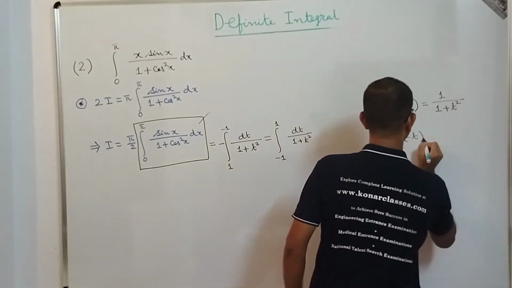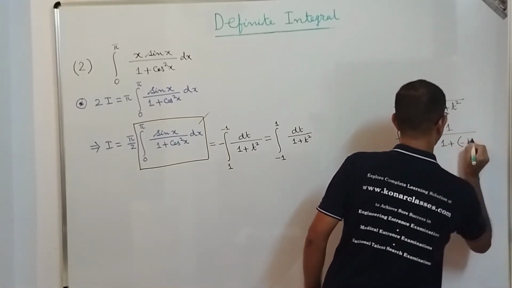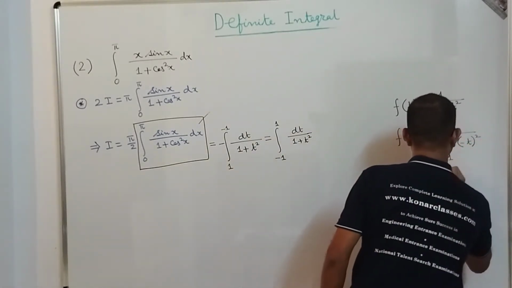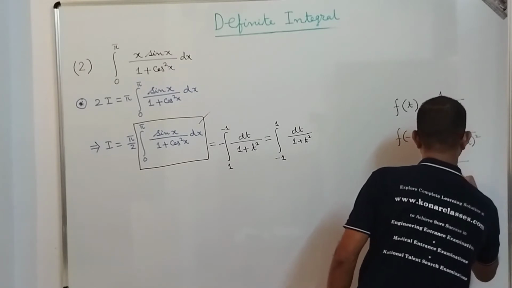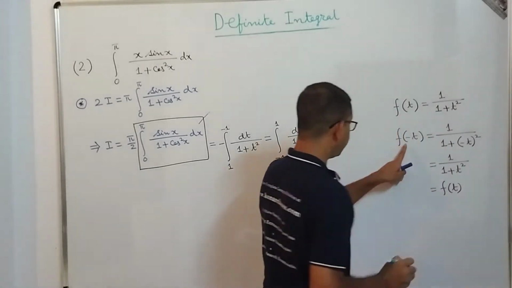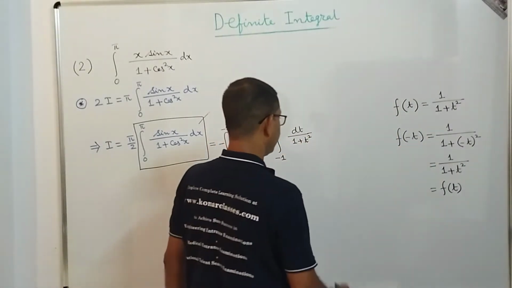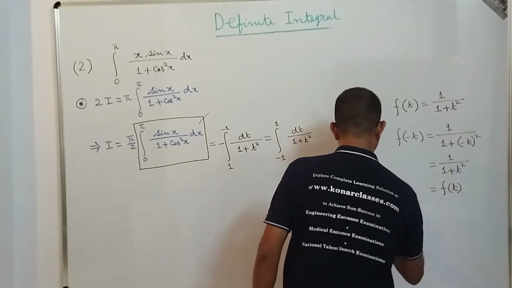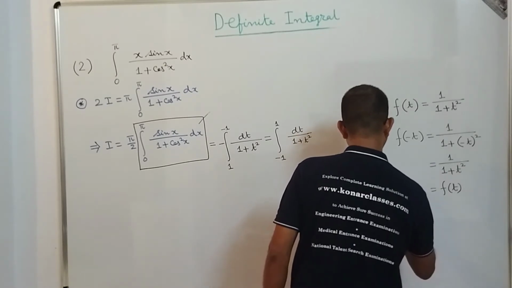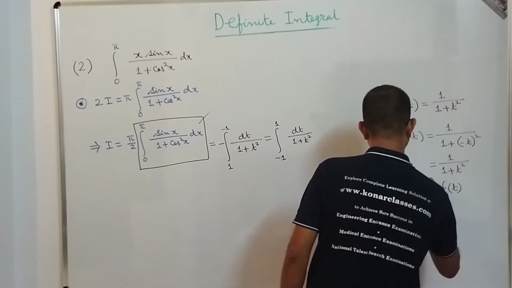f of minus t is equal to 1 by 1 plus (minus t) whole square. Minus t whole square is t square, so that is equal to 1 by 1 plus t square, and that is nothing but f of t. So we get f of minus t equal to f of t, that means f of t is an even function. For an even function, what do we know? For an even function, the integral from minus a to a of f(t) dt becomes 2 times the integral from 0 to a of f(t) dt.